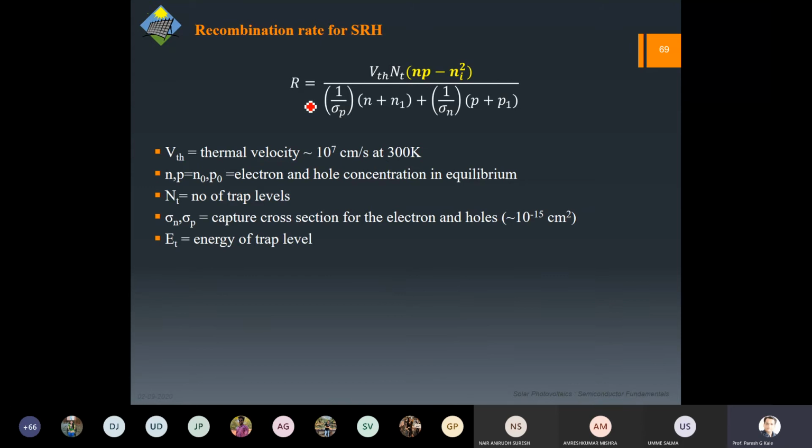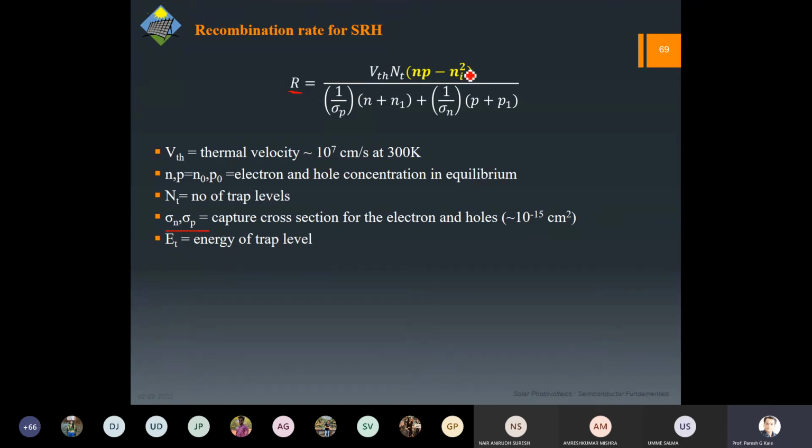To note it down later. So this recombination depends, obviously, on the concentration. It depends on what you call the capture cross section. We're not going to go into detail of that. You can simply take it as constant for the particular material.